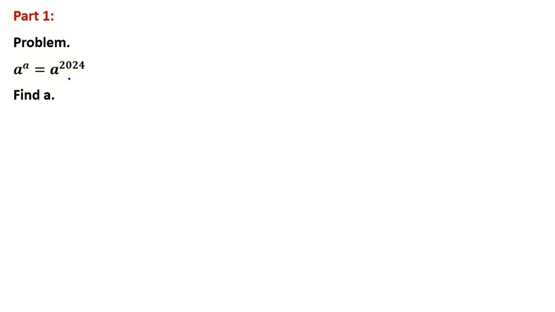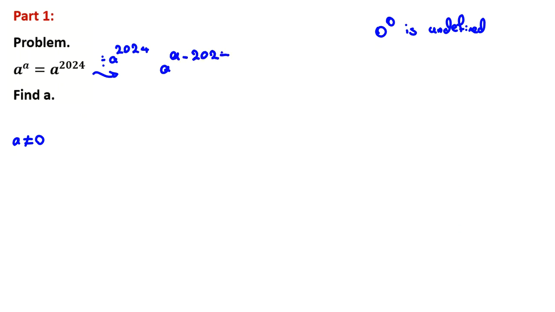Part 1. A to the A is A to the 2024. So, for this problem, we know A is not 0. Why? Because 0 to the 0 is undefined. So we can conclude that A is not 0. Now, if we divide both sides by A to the 2024, we have A to the A minus 2024 equals 1.